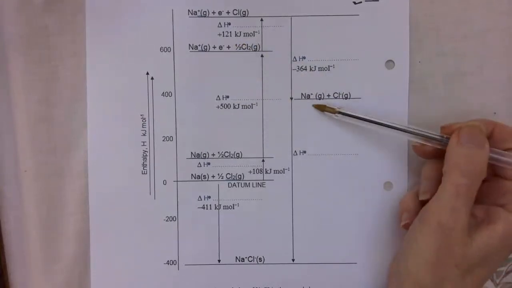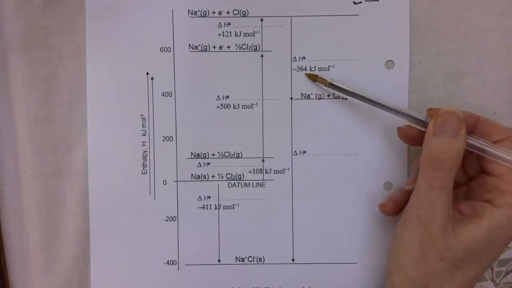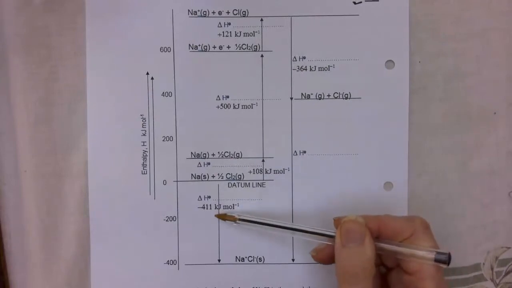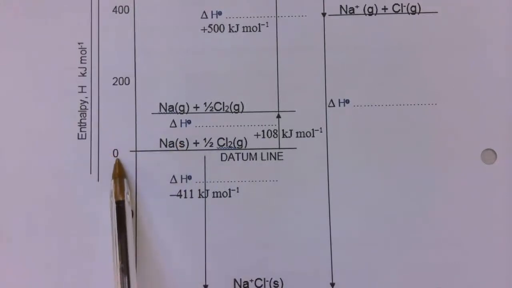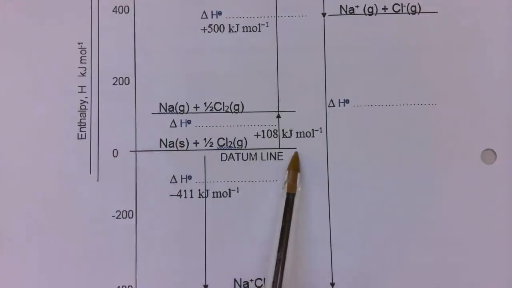Anything going down is going to be an exothermic enthalpy change. Notice the negative signs here and here. So we start with the elements in their standard states, and I remind you they have an enthalpy of 0. So this is what we call the datum line.